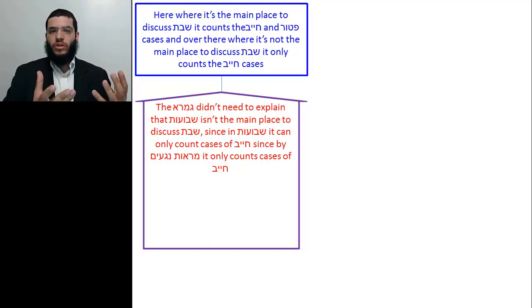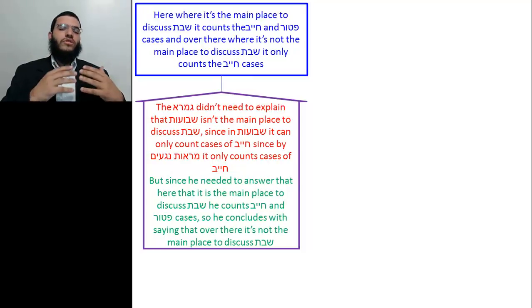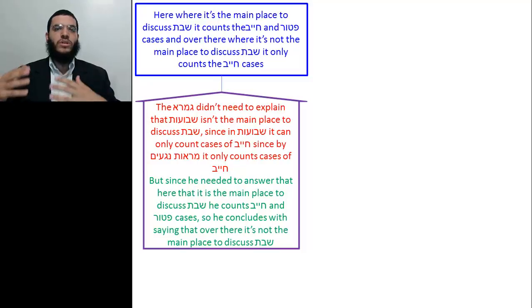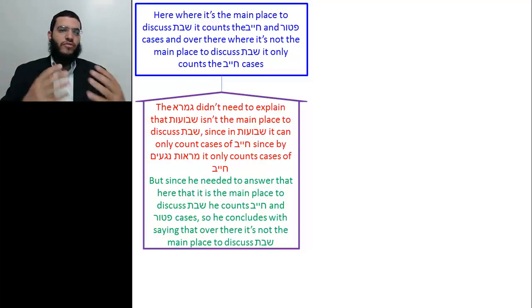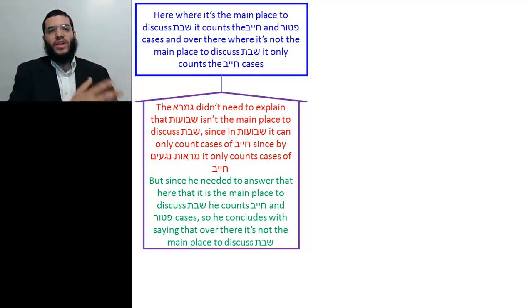This really brings up a question now. That's why it's in red. So then why did the Tartzin say that the reason that over there it doesn't count the Pater cases is because it's not the main place to discuss the topic of Shabbos? So Tosfos explains, so why did he do it? Since he started off the answer saying that here where it's the main place to discuss the topic of Shabbos, he counts the Chayiv and Pater. So he finished off and said, whereas over there where it's not the main place to discuss the topic of Shabbos, he counts the Chayiv and not the Pater.